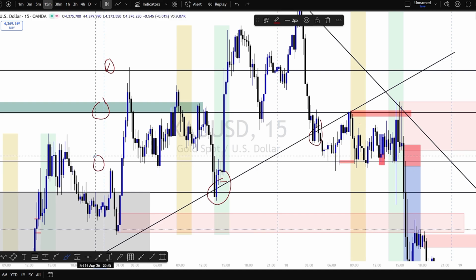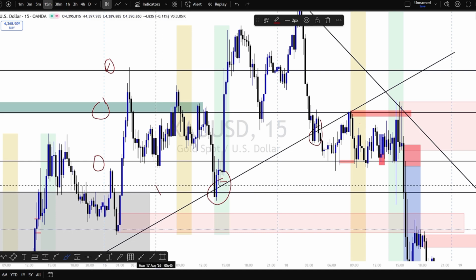By the way, if you don't know how to mark out your zone the right way, you could check through this channel. I've already made a video on that that can guide you on marking out your zones properly.